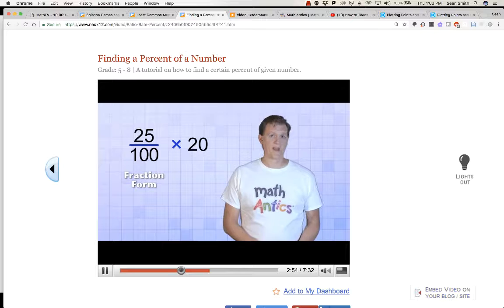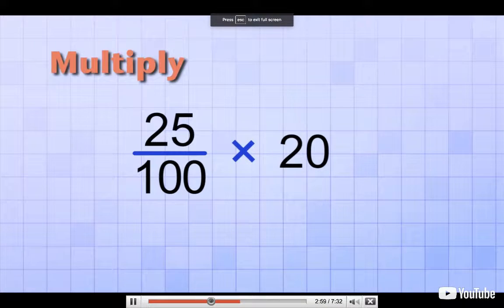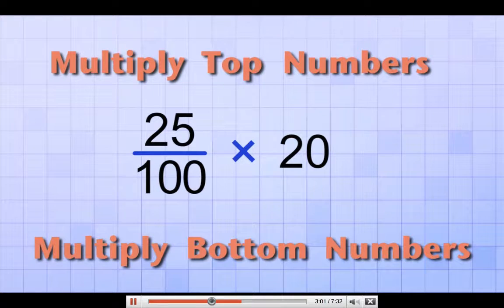400 times 20. Now that's a problem we know how to do. To multiply fractions, we just multiply the top numbers, and then we multiply the bottom numbers to get the answer.